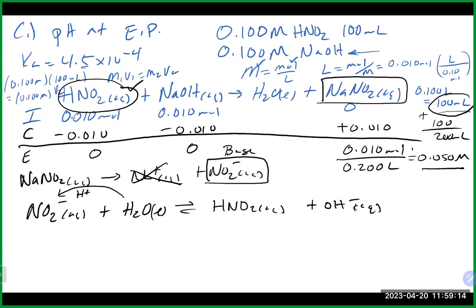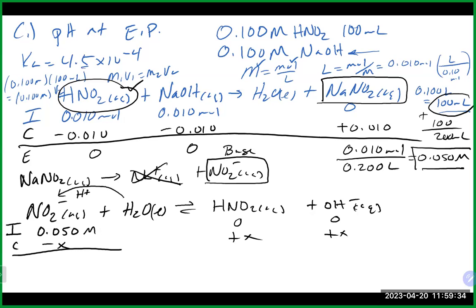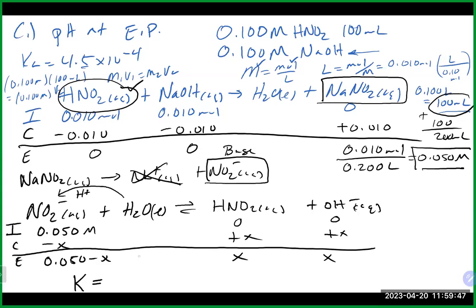We're going to take our equilibrium concentration here. That is now going to become our initial concentration at this point, 0.05. And the rest of this will be zeros and x's. So minus x, plus x, plus x. That means at equilibrium here, 0.05 minus x, x, and x. At this point, this will go into our K expression, which will be our products over our reactants.